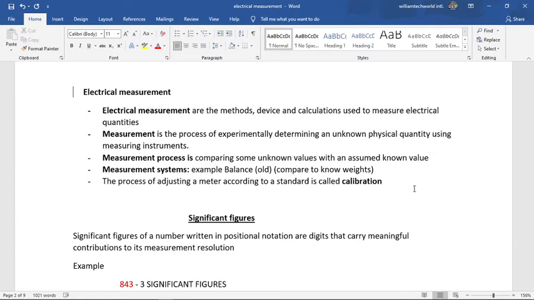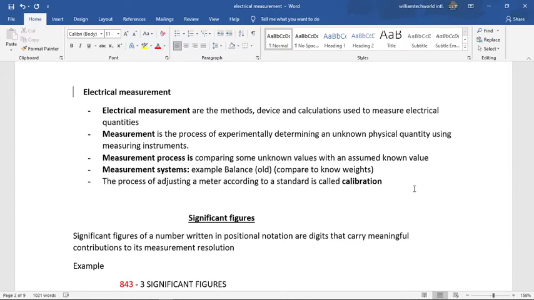So measurement is the process of experimentally determining an unknown quantity using measuring instruments. Looking at it generally, for example, now you have to measure something you don't know. So it's like trying to physically determine the quantity or the value of a particular electrical experiment. You have to measure it. So that's what it's all about.